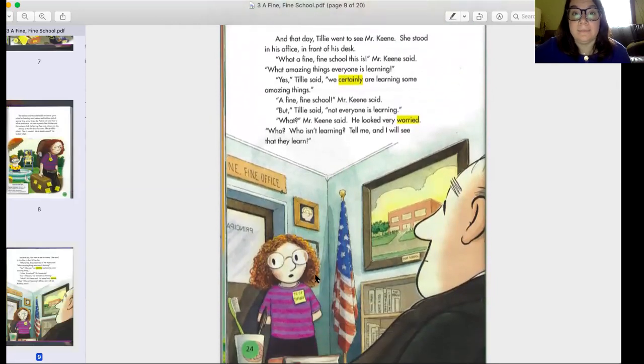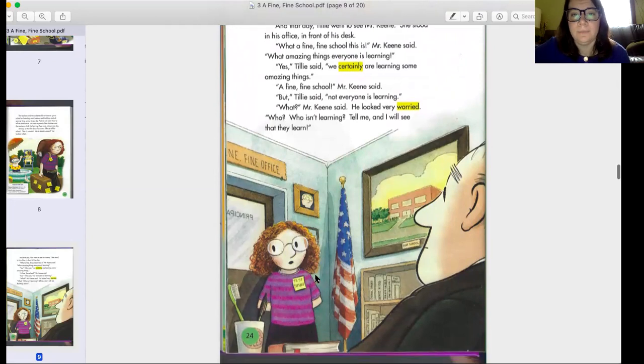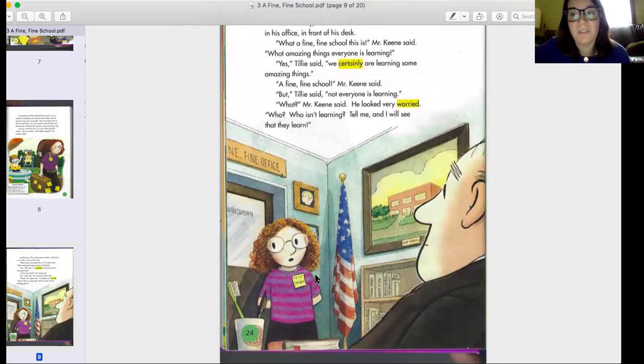And that day, Tilly went to see Mr. Keen. She stood in his office in front of his desk. "What a fine, fine school this is," Mr. Keen said. "What amazing things everyone is learning." "Yes," Tilly said, "we certainly are learning some amazing things." "A fine, fine school," Mr. Keen said. "But," Tilly said, "not everyone is learning." "What?" Mr. Keen said. He looked very worried. "Who isn't learning? Tell me, and I will see that they learn."